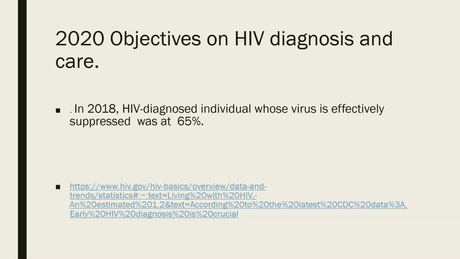And as I was saying, in 2018, the proportion of HIV diagnosed individuals whose virus is effectively suppressed was at 65%. Again, the goal for 2020 was to have those individuals diagnosed with HIV effectively suppressed at 80%. In 2018, we were currently at 65%. And that was the most current data that I could find on the CDC websites. The HIV statistics have not been updated since 2018, even though they have been reviewed. My understanding is they are updated about every 2 to 3 years.